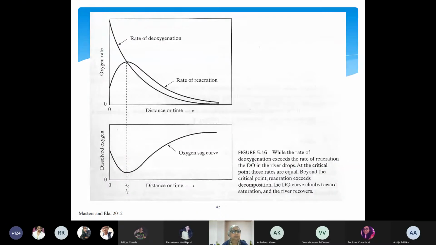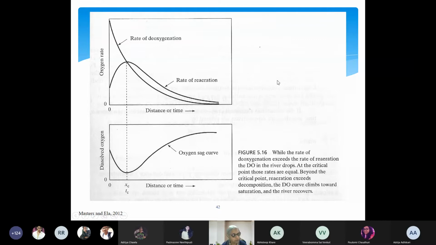Let's take a look at both those processes. Two things are happening in the river at any given point in time. Because there is organic matter, this organic matter is biodegradable and it exerts an oxygen demand. So the bacteria, let's assume that the bulk of the species are bacterial, are going to utilize the organic matter, convert it to CO2 and water, and in the process they are going to utilize oxygen. That is what we call the process of deoxygenation, and we have seen deoxygenation in the BOD test. When we do a BOD test in the lab, we are measuring the rate of deoxygenation over a 5-day period. So this is the rate of deoxygenation.